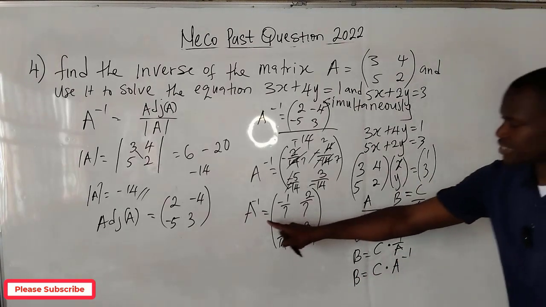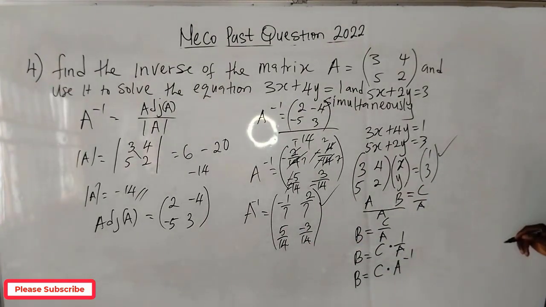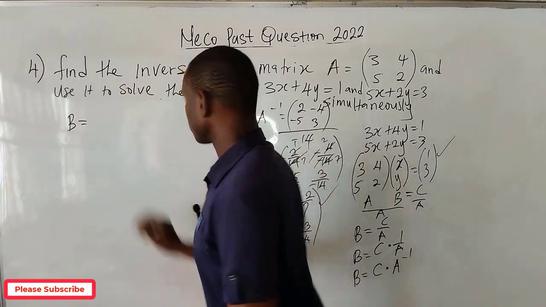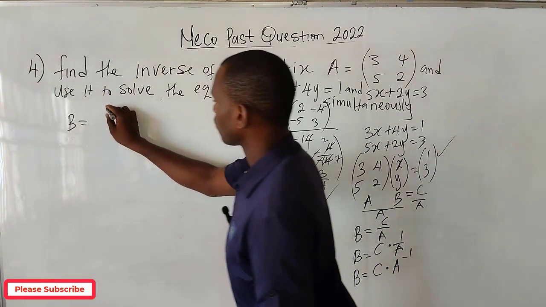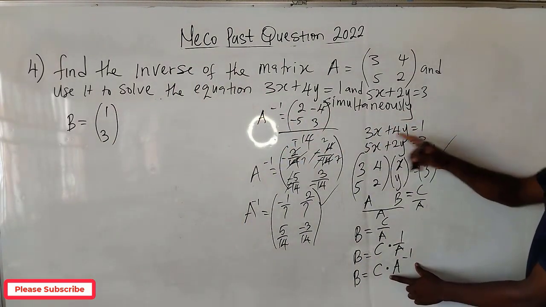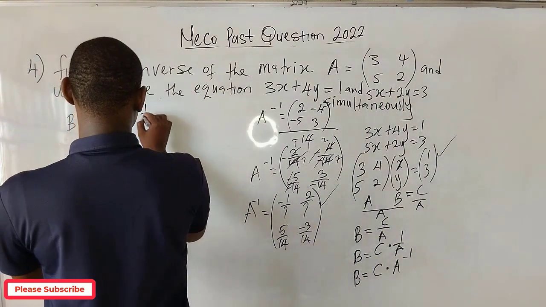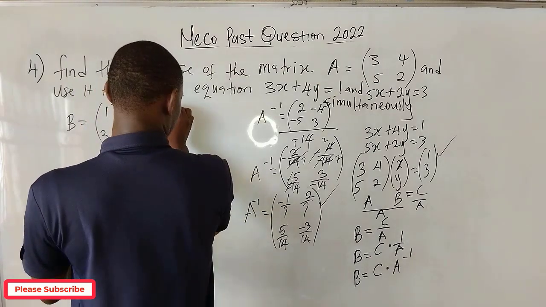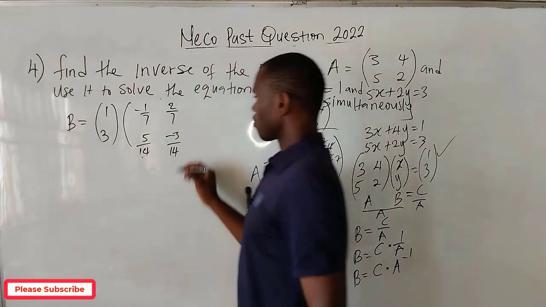But remember that we have gotten A inverse as this guy, and our C is this one. So multiply this and this. Solving for B, my C is 1 over 3, and then my A inverse is this guy. So I'll bring it here. Minus 1 over 7, 5 over 14. I have 2 over 7, minus 3 over 14.